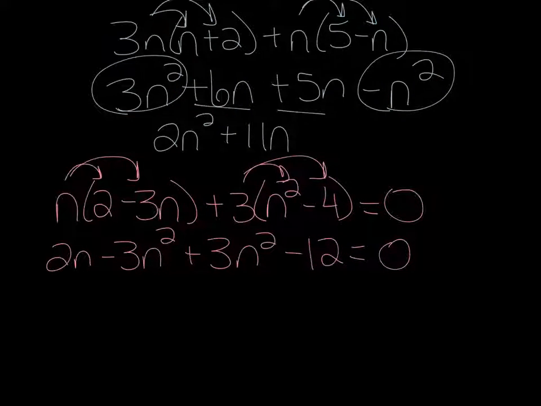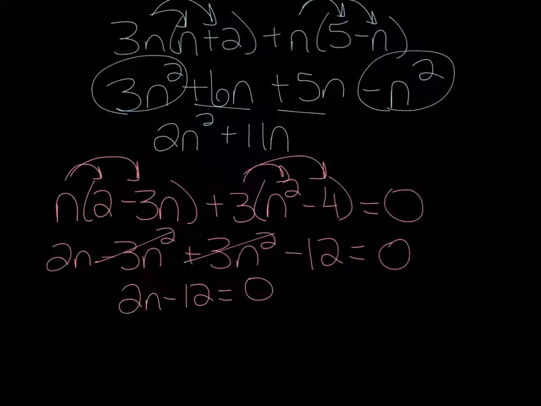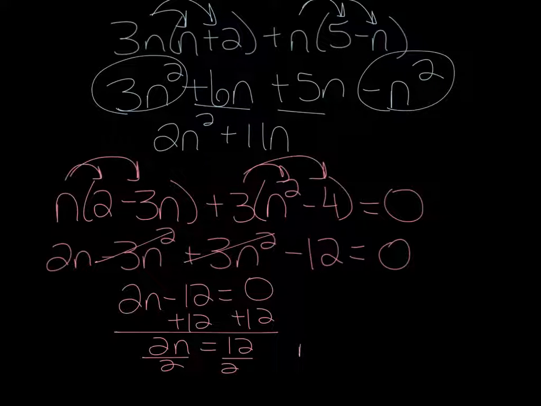Now, you don't know yet how to solve an equation that has an n squared in it, so notice the minus 3n squared plus 3n squared, those are opposites, so they become 0. They're gone. I end up with 2n minus 12 equals 0. This is an equation, a two-step equation. 2n equals 12. Divide both sides by 2, and n is 6. So we can combine anything we know with equations.